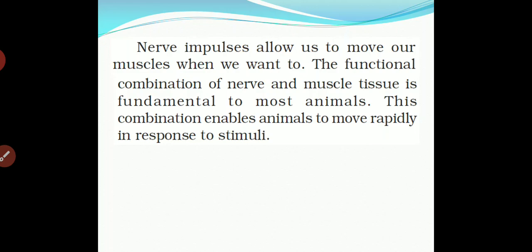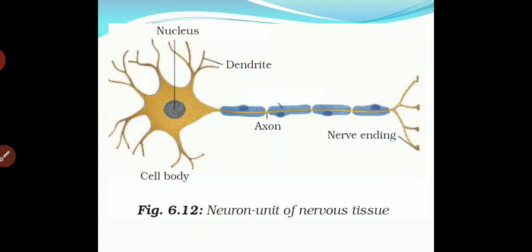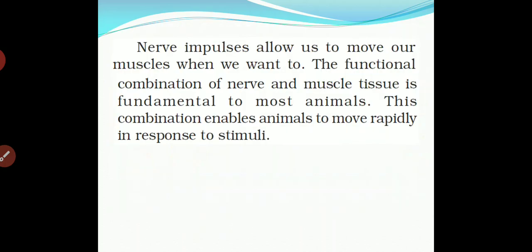Nerve impulses allow us to move our muscles. They allow us to move our muscles when we want to. Whenever we want to move a muscle, a message is sent from the nerve in the form of impulses, due to which we move our muscles. The functional combination of nerve and muscle tissue is fundamental to most animals. In most animals this function can be seen.